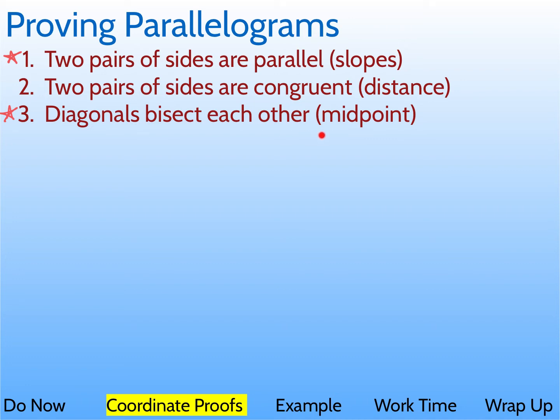Number 3 says the diagonals bisect each other. So remember, that's when the diagonals split each other in half. And in order to do that, you just find the midpoint of each diagonal. And if the midpoint of each diagonal is the same coordinate, then we've proven that the diagonals bisect each other.